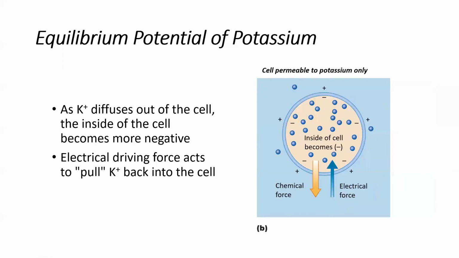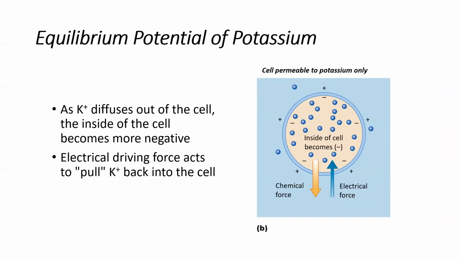So let's add the electrical force here as well. Now potassium is leaving behind that unopposed negative charge because it was moving out of the cell, right? It's a positively charged ion. It's moving out of the cell according to its chemical force. And so now we create this unopposed negative environment inside the cell where the electrical force now wants to move potassium back into the cell, okay?